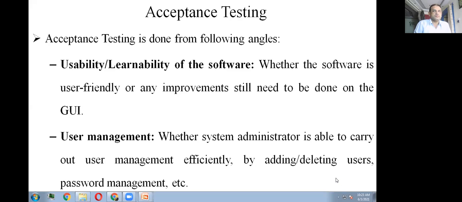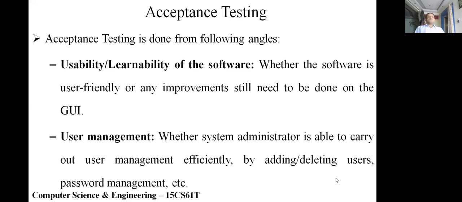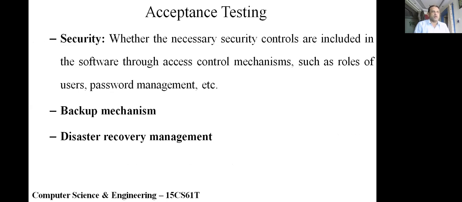Acceptance testing is done from the following angles: usability, learnability of software, whether the software is user friendly or any improvements still need to be done on the GUI. User management, whether the system administrator is able to carry out user management efficiently by adding or deleting users, password management, etc. So that is what we test from the following points: usability and user management.